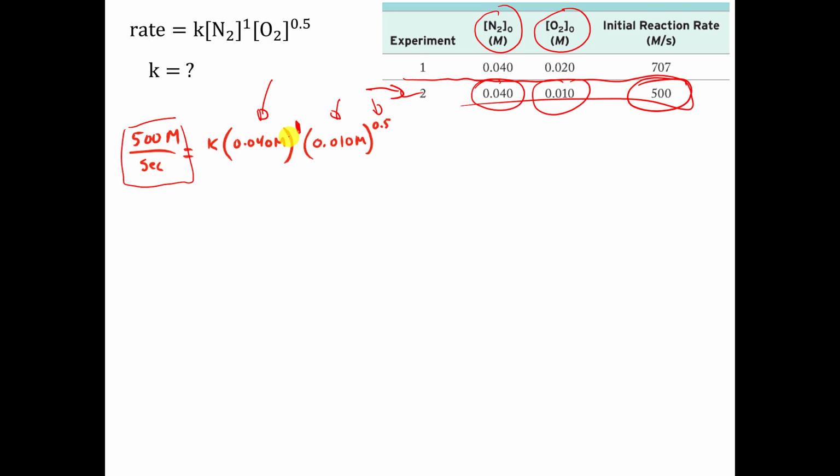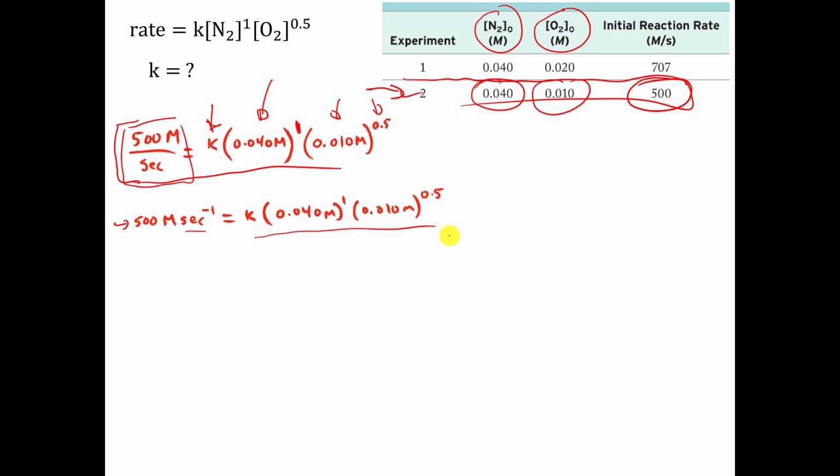And so now all we have to do is simplify things to figure out what our K number is. So one thing that I did, which is just the beginning of simplifying this equation up here, is I wrote 500 molar, and then second to the negative 1 power, which just means per second, is equal to these numbers here. So I haven't really changed anything yet.